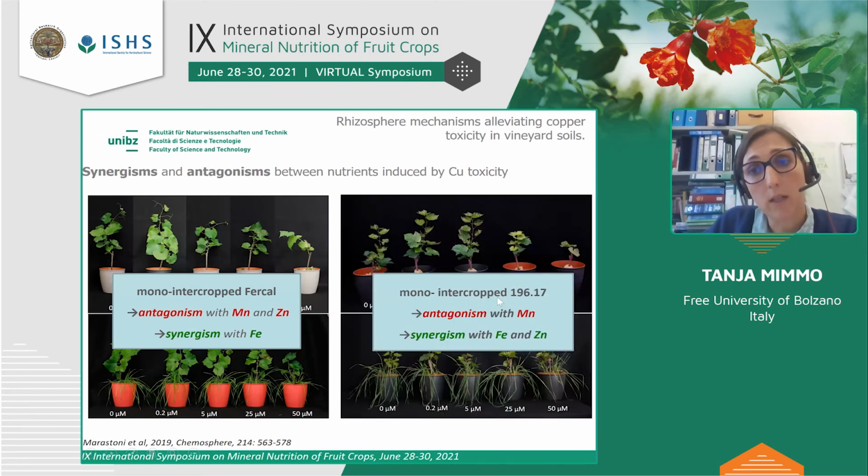On the other hand, the other rootstock we tested was this 96.17. We still found an antagonism with manganese, but for zinc, we didn't find an antagonism anymore, but a synergism. So again, this is extremely genotype dependent. So when we talk about copper toxicity, we definitely need to consider the type of genotype.